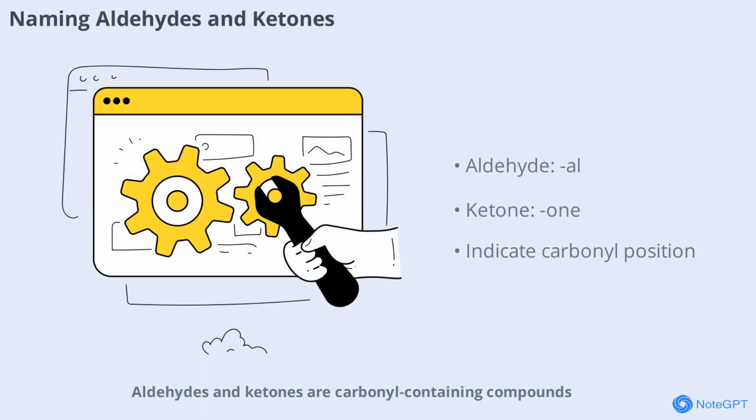Aldehydes and ketones are carbonyl-containing compounds. Aldehydes use the suffix -al and the carbonyl group is always at the end of the chain, so no number is needed. Ketones use the suffix -one and the position of the carbonyl group is indicated by a number. For example, pentan-2-one has the carbonyl group on the second carbon. These rules help distinguish between similar compounds.